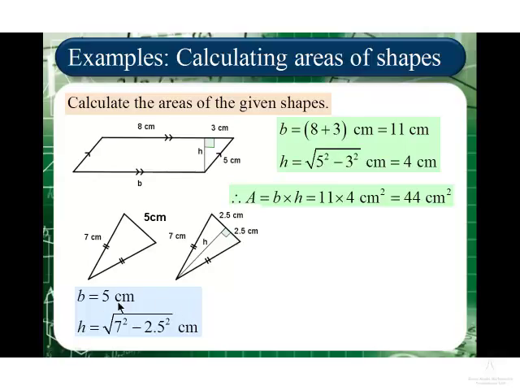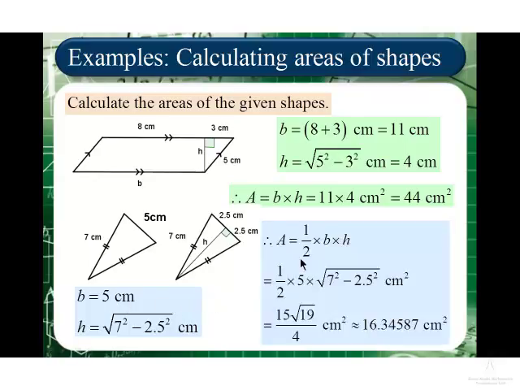The base being length 5 centimeters, we're able now to calculate the area as half times the base b times the height h. And substituting the values that we have available, we have the area for this particular triangle as 15 times the square root of 19 divided by 4. That is centimeters squared in this case. Or that's more or less in decimal format, 16.34587, to 5 decimal place accuracy, centimeters squared.